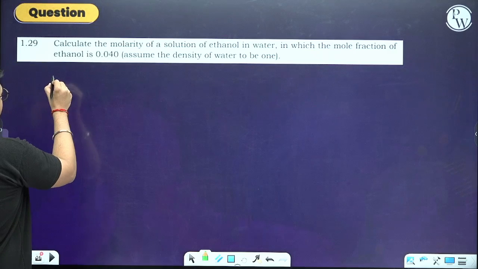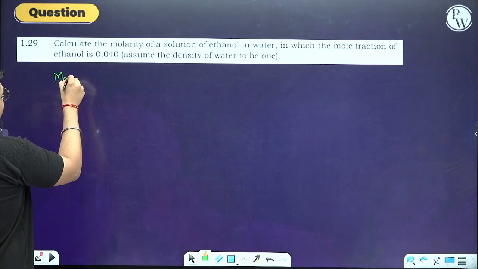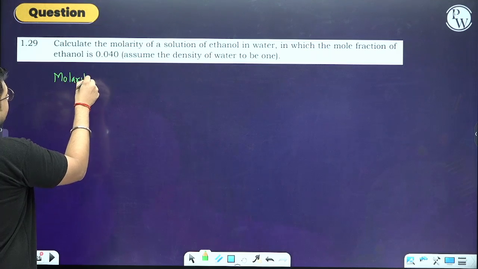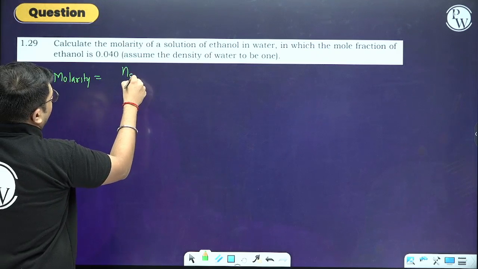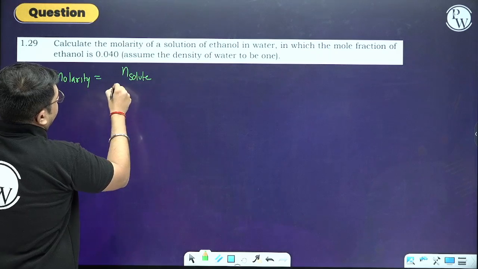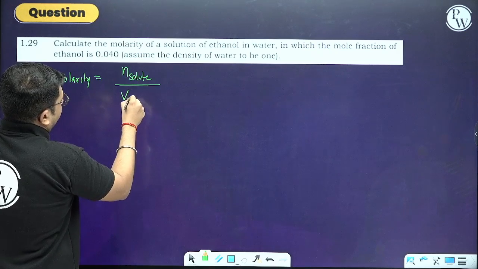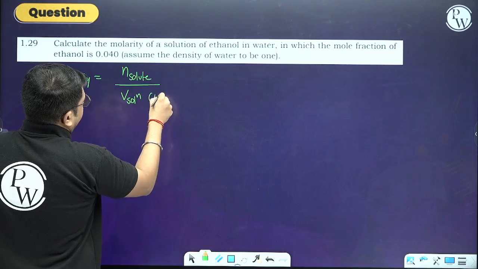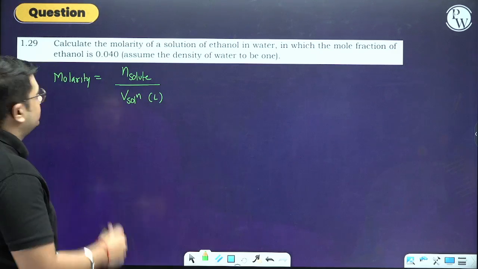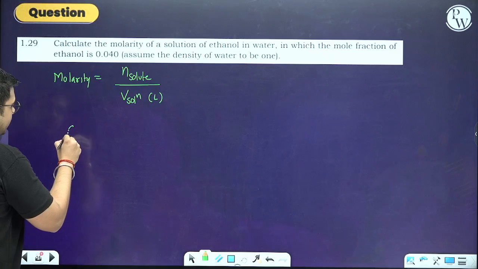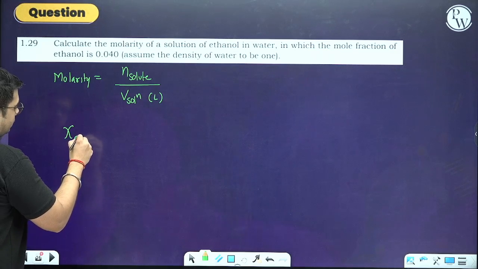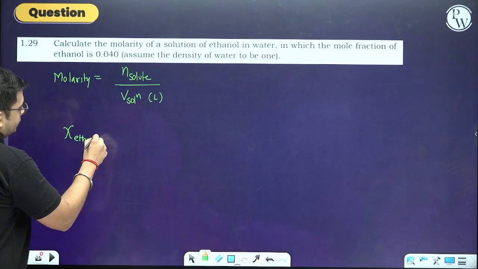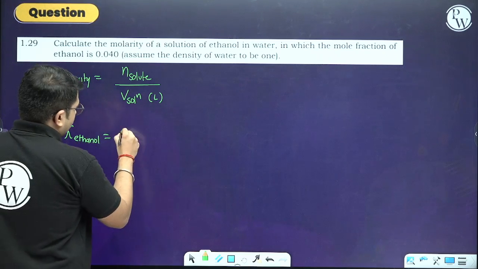Okay. So we have to calculate the molarity, which requires the number of moles of solute divided by the volume of solution in liters. Okay. And the only information given is that X of ethanol is 0.04.